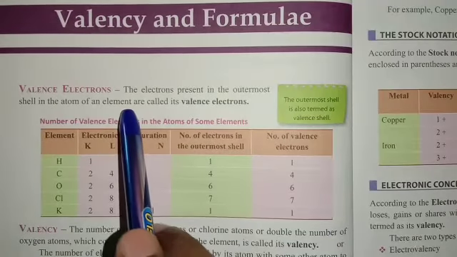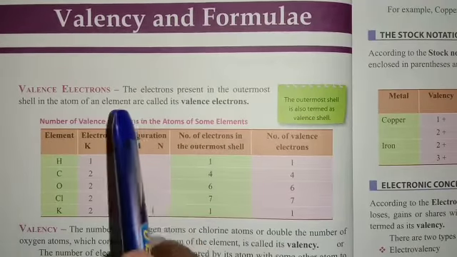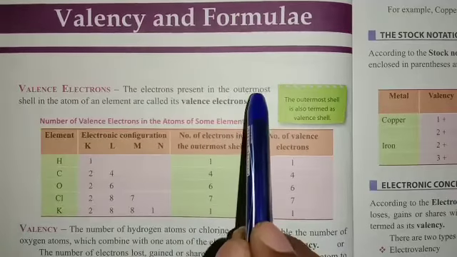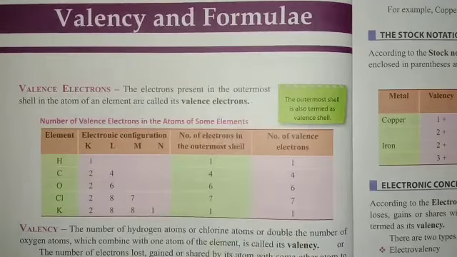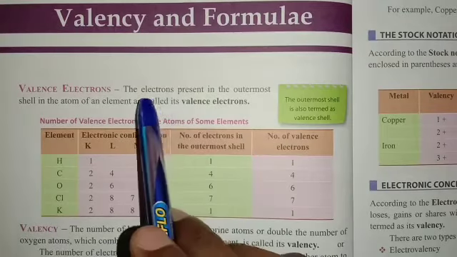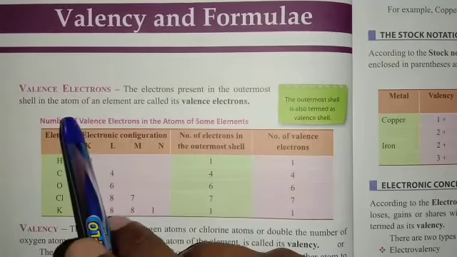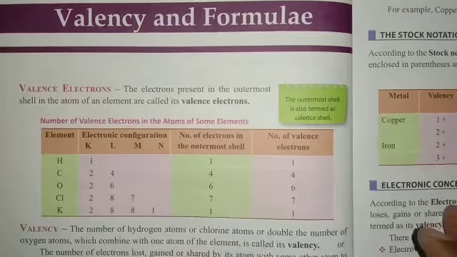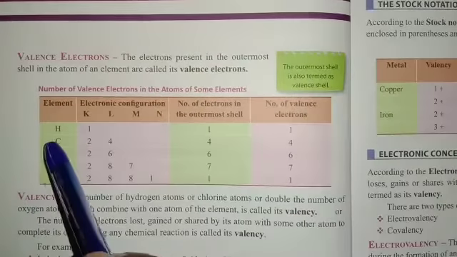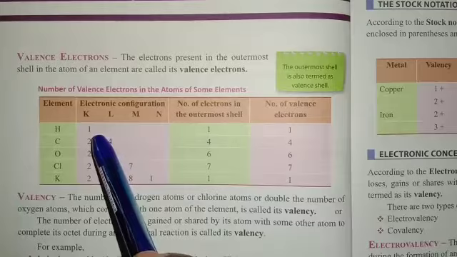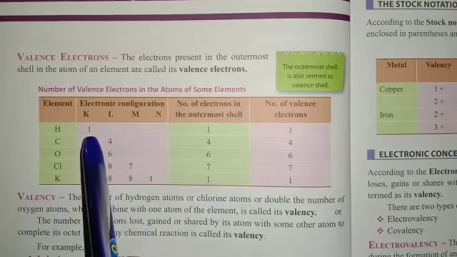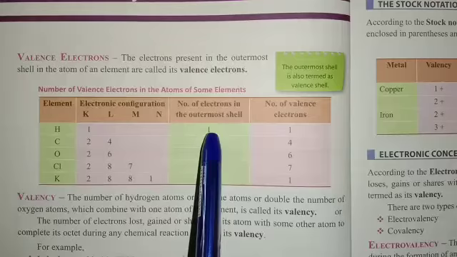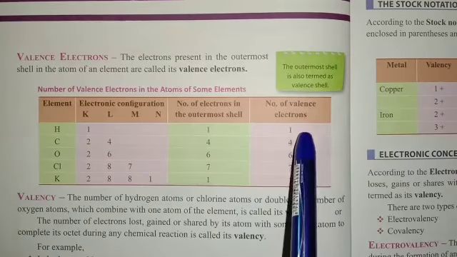The valency shell contains some electrons. You have to see how many electrons are present in the last shell; that is called valency electrons. You have to memorize this. Suppose the element is hydrogen. Its atomic number is 1, so the K shell contains 1 electron. The number of valence electrons is 1.